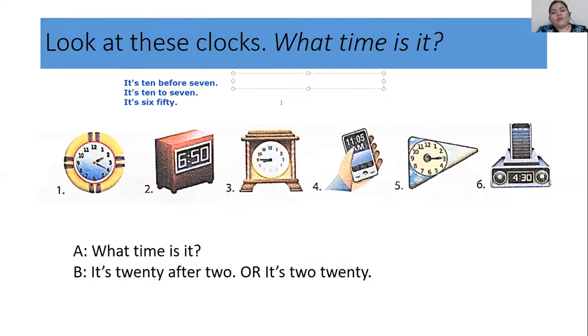Carolina, you start. Clock number 3. It's 8:45. Very good. Thank you so much. Now, does somebody else have something different? Everyone has the same? Okay. Julio, what do you have? It's 8:45. Very good.